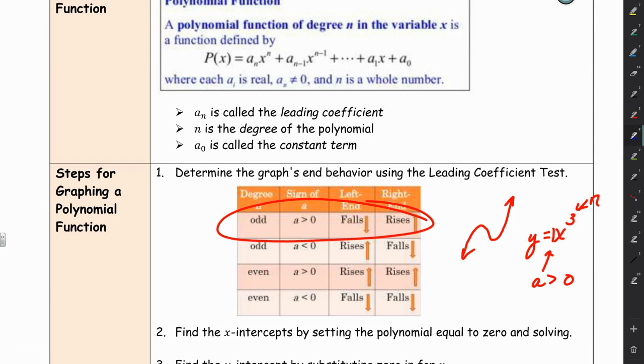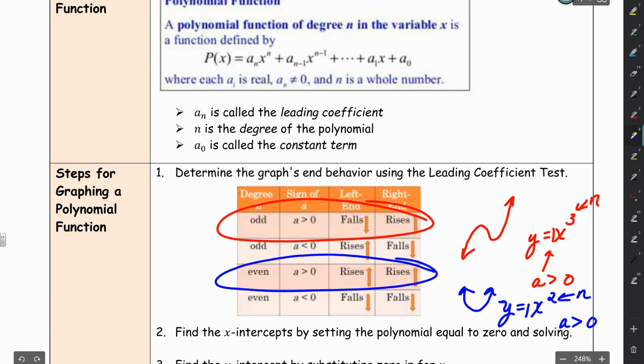Another example would be if we have y equals x squared. Well, in that case, n is even, that's n, right? And we have a value of 1 in front, a is greater than 0. So that would be this situation. We're on the left part of the graph, we're rising, and on the right part of the graph, we're also rising. So those are just some examples, but we'll go through a bunch together so that you feel comfortable.